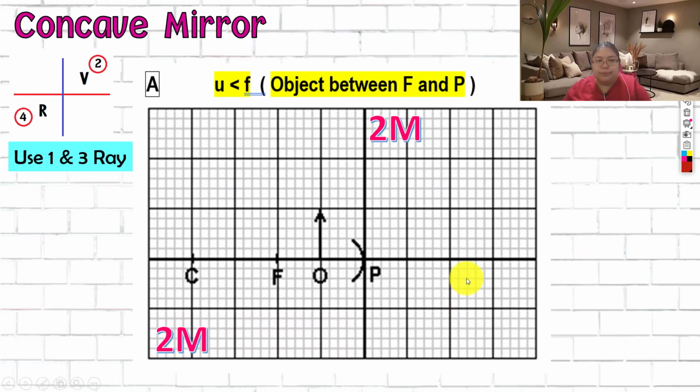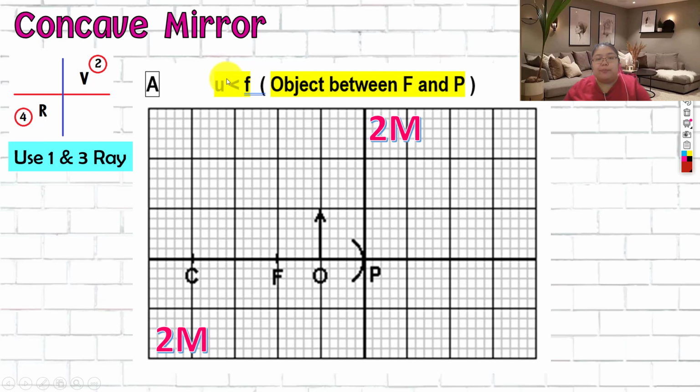Okay, the first one. I'll label for you first. This is a concave mirror. So I label for you either 2 or 4. Here is virtual, here is real. So we're just using the first and third ray. Okay, let's see the first situation.